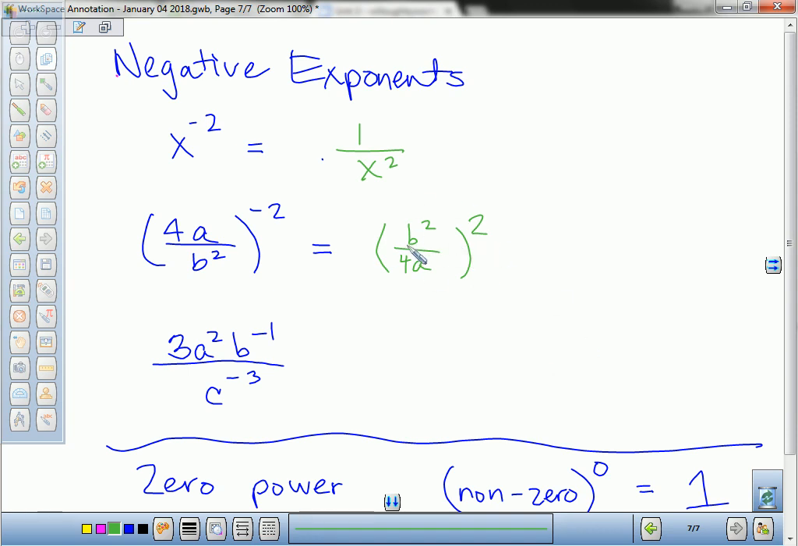So now we have to square everything. B squared squared is what? B to the 4th. Okay? 4 squared is 16. And then a squared.